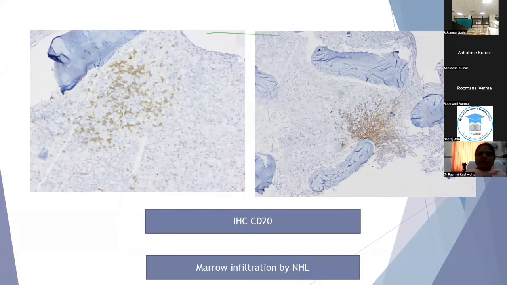Now, one thing that I want to point out here is that in marrow, most of the lymphocytes that we normally see are the T lymphocytes. That is, most of the population is CD3 positive. So if you see increased number of B positive cells, or if there is any clustering of B positive cells, we have to proceed ahead with the further IHC panel to rule out the lymphomatous infiltrate.